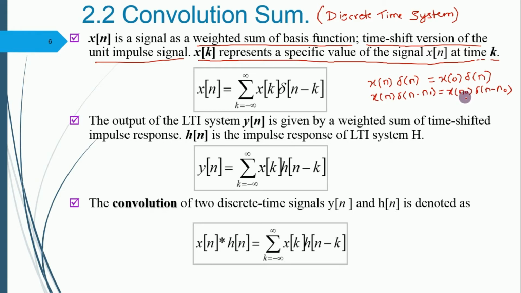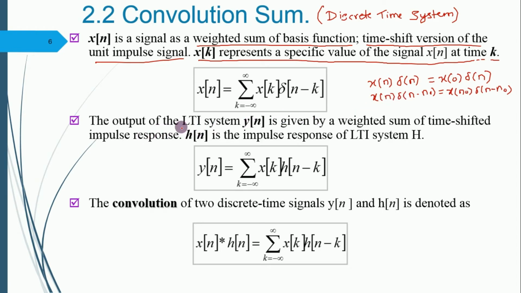If n naught has the value 1, it is extracting the value of x of 1. If n naught is 2, it is extracting the value of x of 2. So every time it is extracting only one sample. And if I add such samples, summation means adding all of them, which will give me the original signal itself. For this, I take the help of a diagram in the very next slide. Till then, please keep a hold on it.